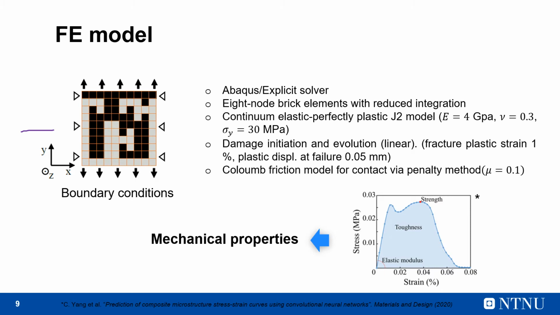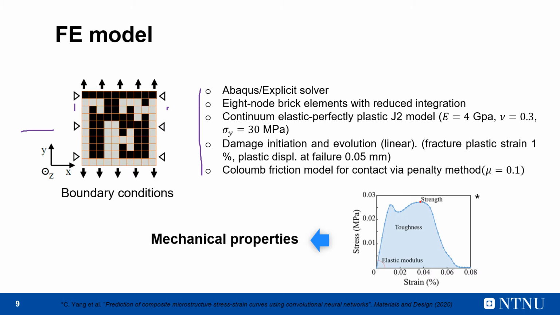So about the finite element model, here you can see a scheme of the geometry of one example with specific boundary conditions. So we have applied uniaxial tensile loading, and we constrain, as you can see, the left and the right edge along the x direction. Here you can see some details about the model, but it's worth noting that we have a plasticity model and damage initiation and evolution together with contact, which gives to the model high nonlinearities.